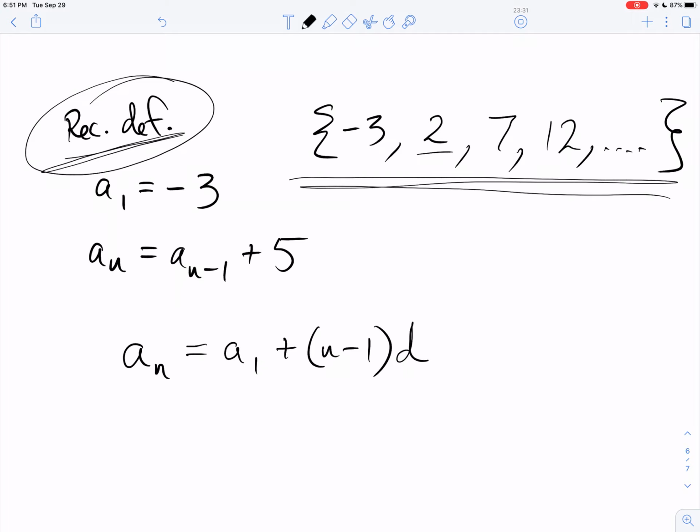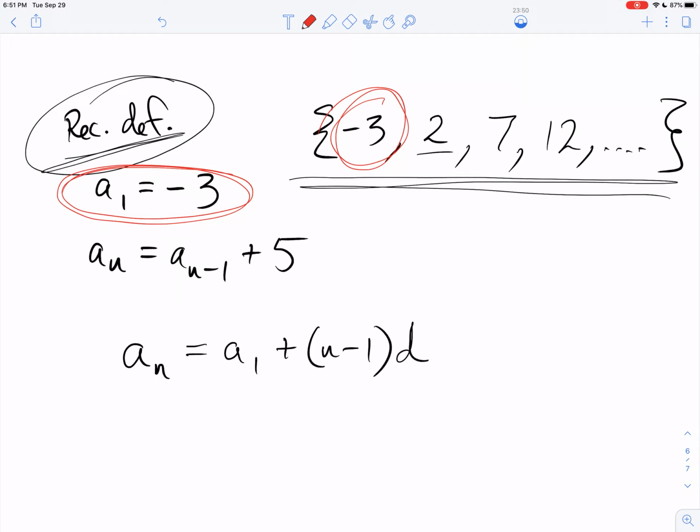Now, here's the good stuff. If somebody writes a list, I can tell you what the A1 value is already. Or if somebody gives me a recursive definition, I can tell you what the A1 value is already.